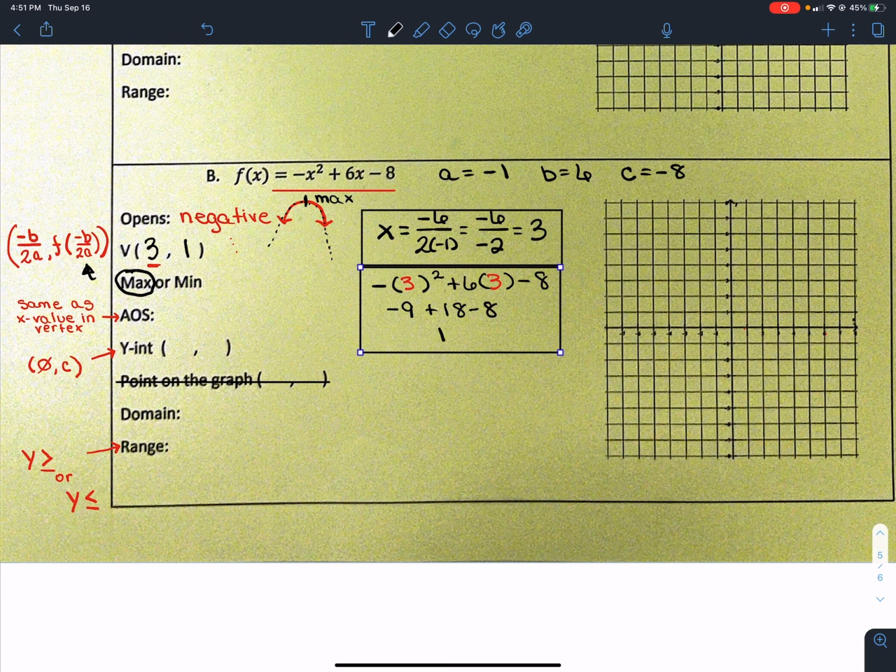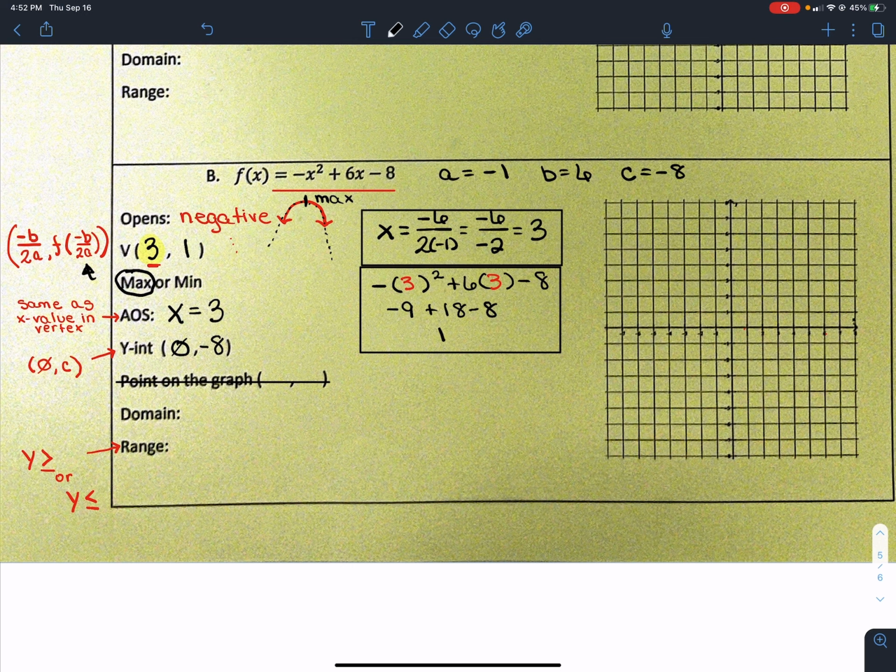Now, the axis of symmetry is the same value that we have for the x in the vertex. So don't do any extra work. You could do that opposite b over 2a again, but you've already done it, so why do it twice? So we're going to have x equals 3. The y-intercept is 0, c. So the x value is always going to be 0, and our c value in this case is negative 8.